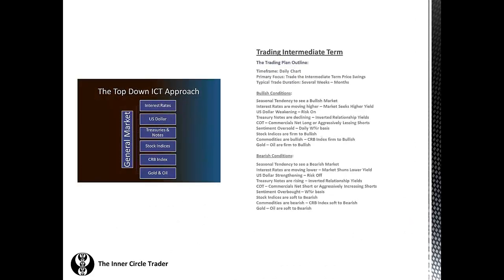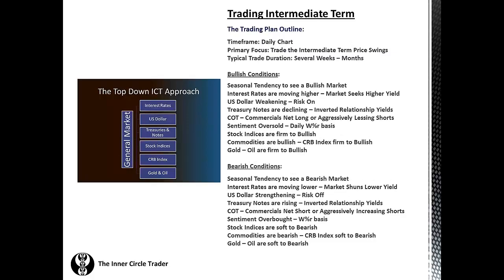All right, we're going to talk about the general market and the overall trading plan outline for trading intermediate term. Obviously, the time frame that we're going to be trading is the daily chart. Okay, the trading plan outline. The time frame that we are trading in this specific example is going to be referred to predominantly as the daily chart, and its primary focus in this plan is to trade the intermediate term price swings found on the daily chart. Typically, trade durations will last anywhere between several weeks to as many as months.